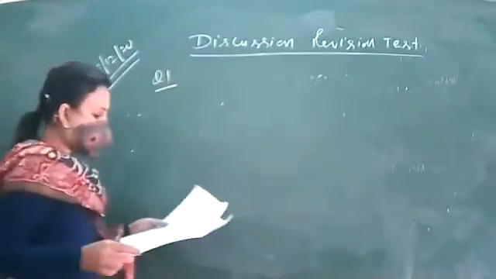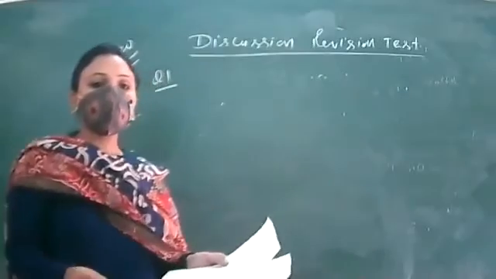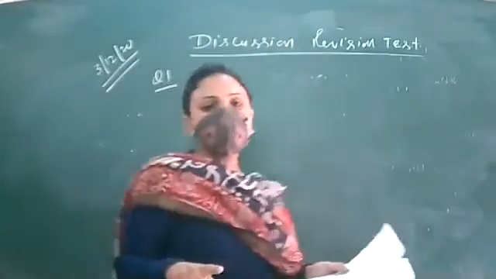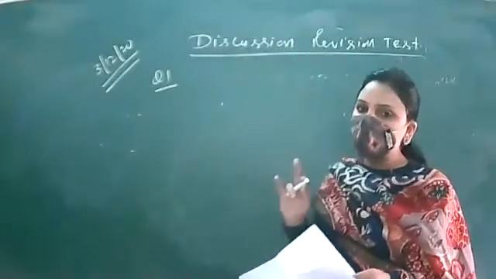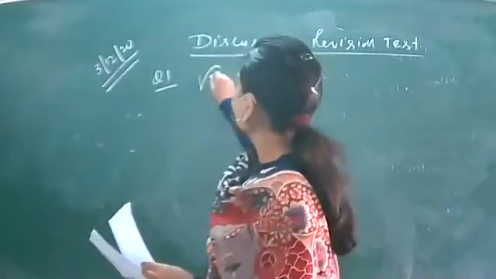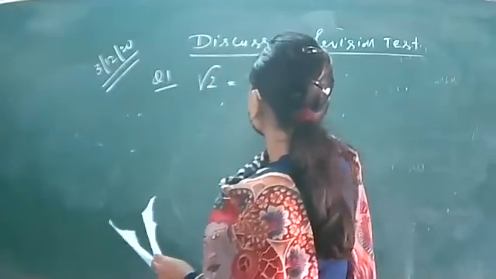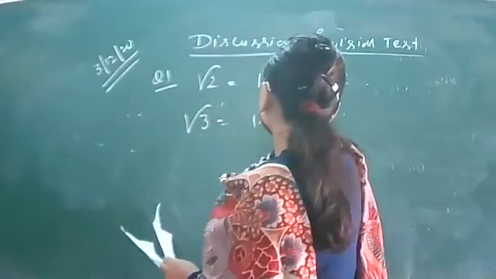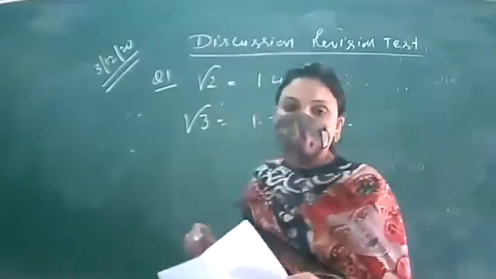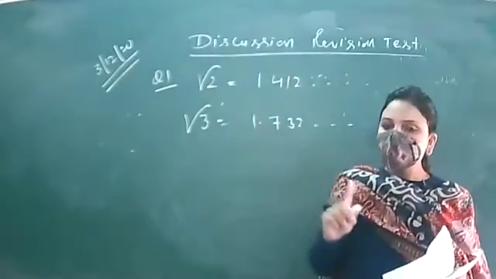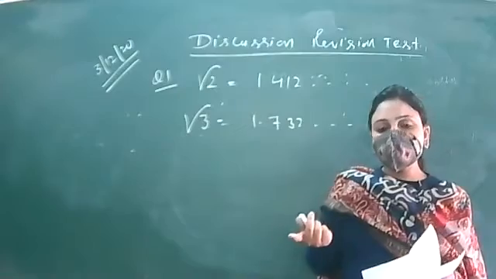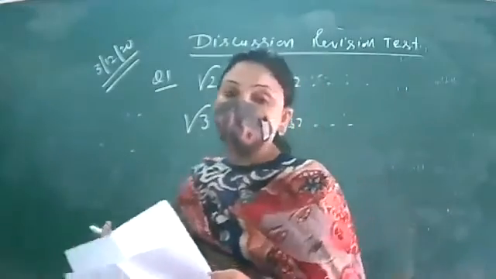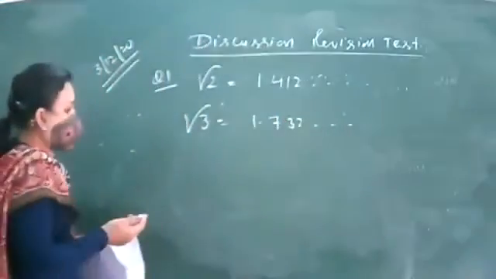Question number first was: write a rational number between root 2 and root 3. Root 2 and root 3 के बीच में हमें one rational number we have to find. So write the decimal expansion of root 2, 1.412, and decimal expansion of root 3, 1.732 and so on, right? So one rational number we want to write, that means it should have terminating decimal expansion or non-terminating repeating.